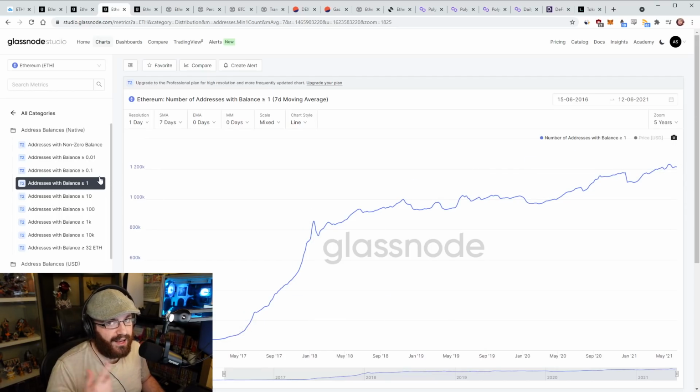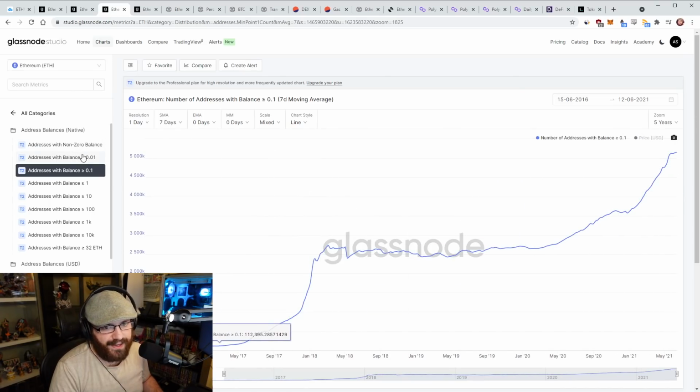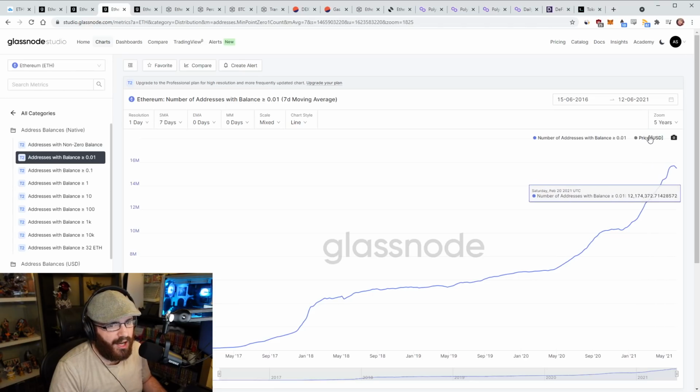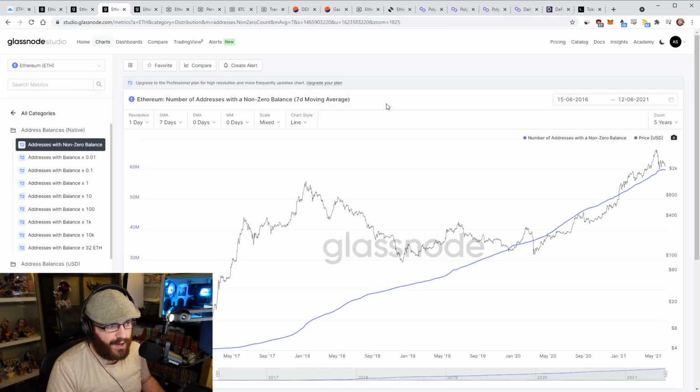So that's another thing you can't compare to Bitcoin. And then 0.1 is going up as well. Gas fees, I would say. And then 0.01 has been going down a little bit here. I would consider 0.01, a lot of that to be maybe dust addresses too. So you have to take that into consideration as well.